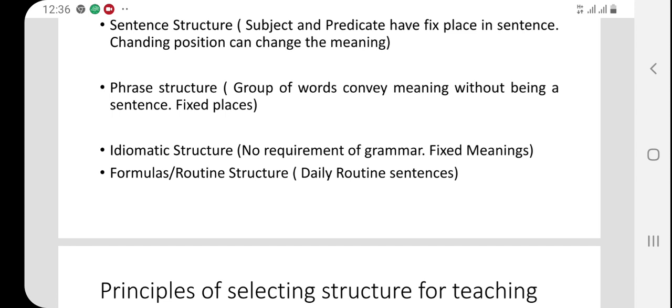So there is no requirement of grammar. Let's say for example, one idiom, Achilles heel. Achilles heel means the weakest point of a very strong thing or a very strong person. You might have watched the famous Hollywood movie Troy. There is a hero in Greek mythology, in the Greek war, a great warrior. They say his name was Achilles, and he was so powerful in all the wars.